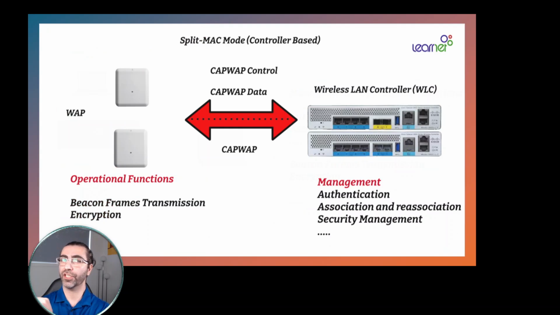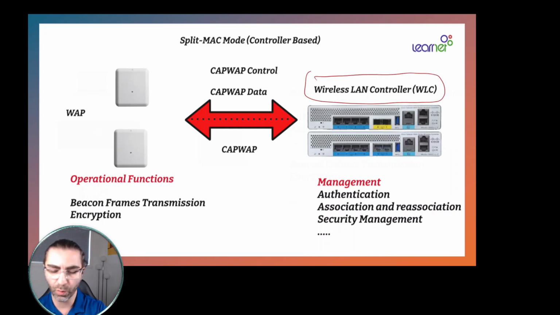The second architecture that we want to talk about is called split MAC, or controller-based. As the name shows, we have a controller here, which is called a WLC, or wireless LAN controller. A wireless LAN controller is a device like this. This is the front side and this is the rear side, where all of the connectivity is happening.